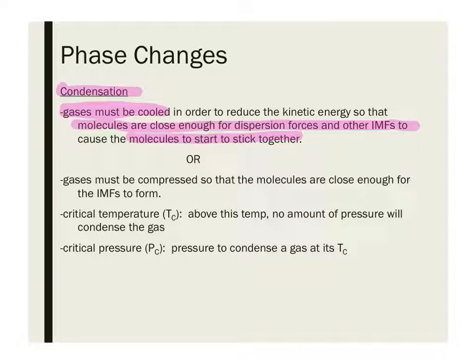The other way we can cause something to condense, though, is we can compress it. All right? And this can push the molecules close enough for those IMFs to form. This is a form of increasing pressure.